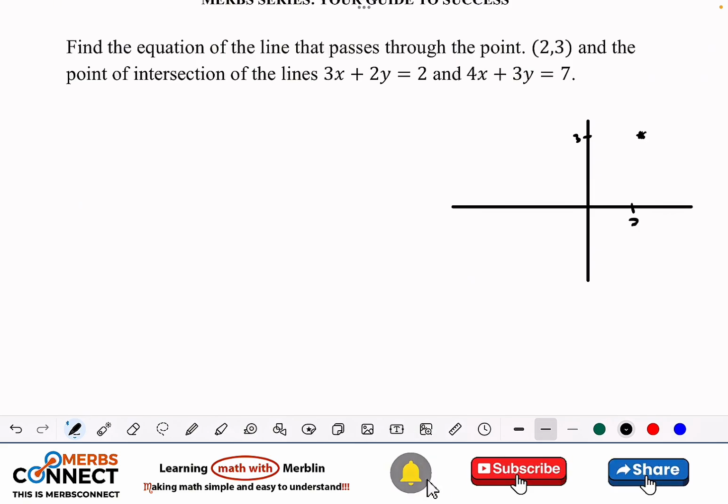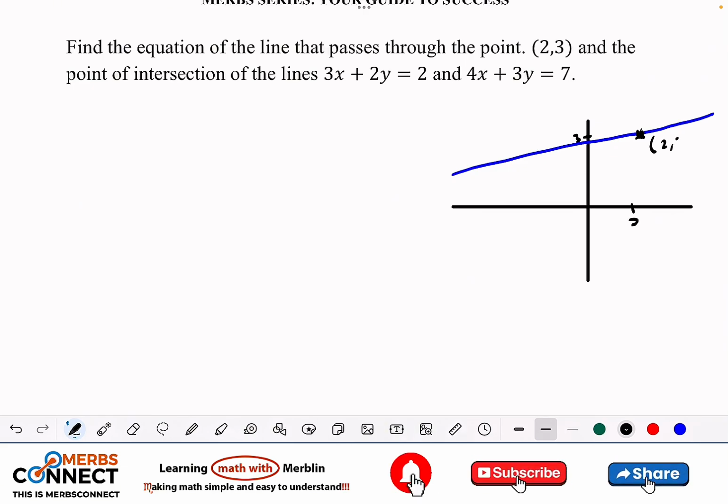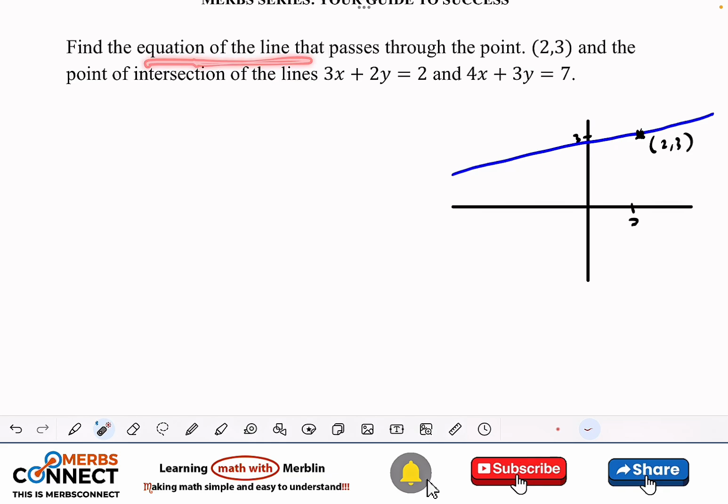So what I can do now is draw this point. I can draw the line. So let's assume that this is the equation of the line, right? So remember, the equation of the line passes through the point 2 and 3. That's the reason why this one is passing through the point 2 and 3. So let me name this one 2 and 3. Then we are also saying, and the point of intersection of the lines, this and this. So there is a point of intersection where this line and this line are going to meet, because this line also passes through the point of intersection of these lines.